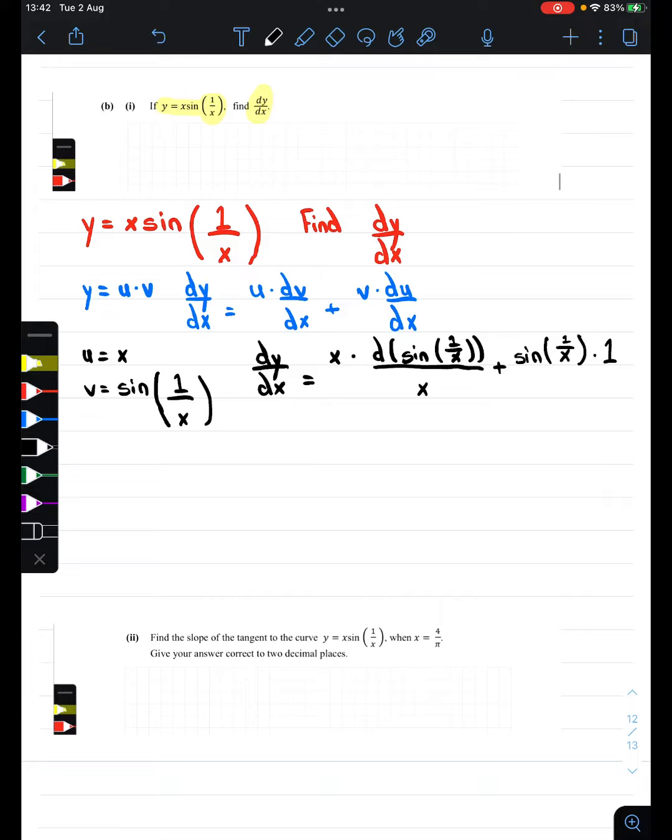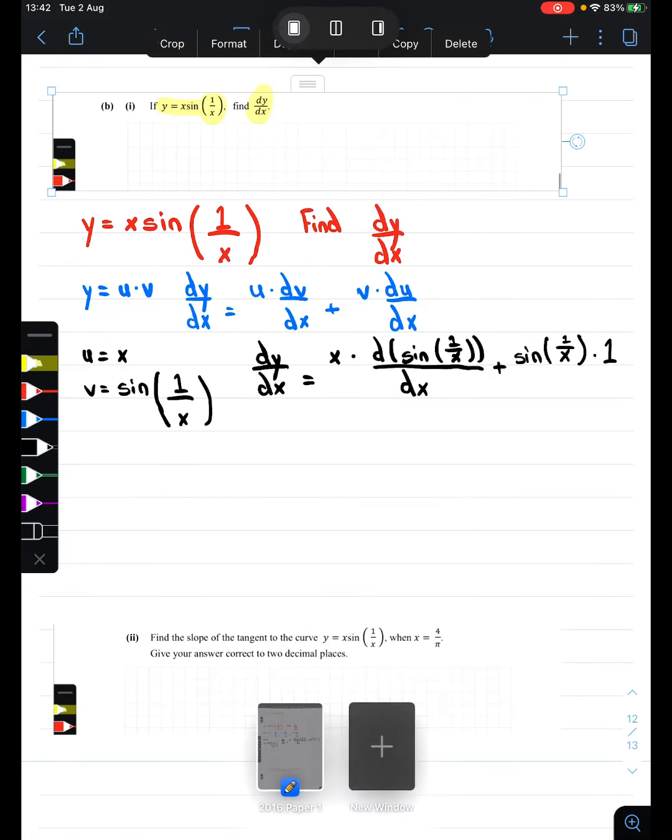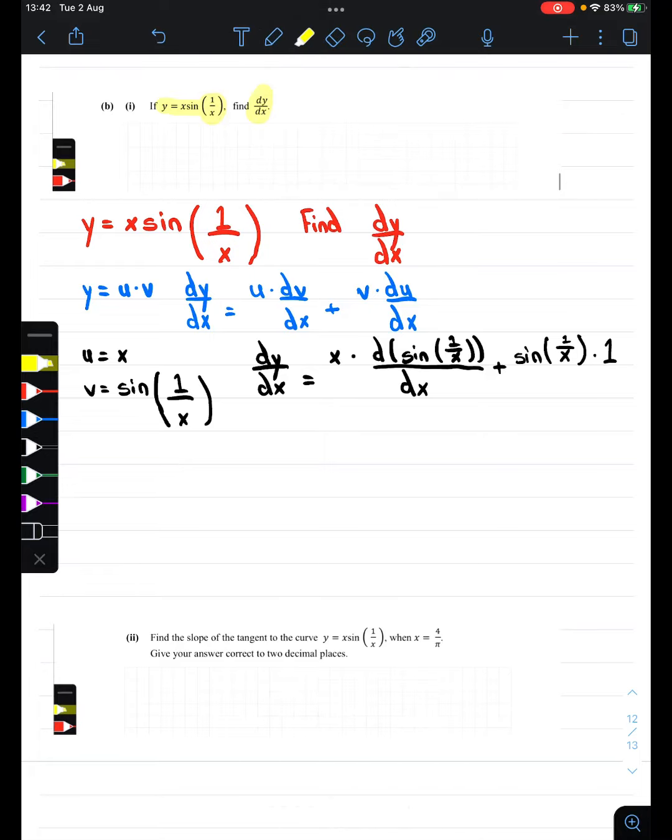Okay, so all of this is fine, except we don't really know what this term is. So let's try and calculate this term, because the rest of it is fine. If we calculate this term, then we'll have done the question. So what is the derivative of sine of 1 over x?